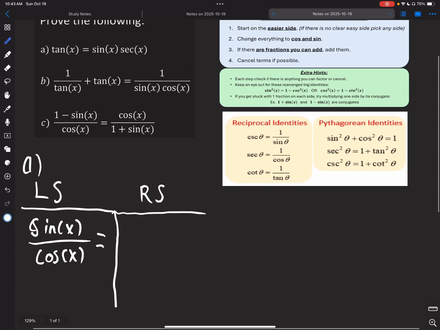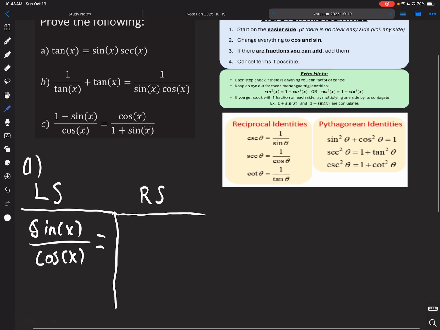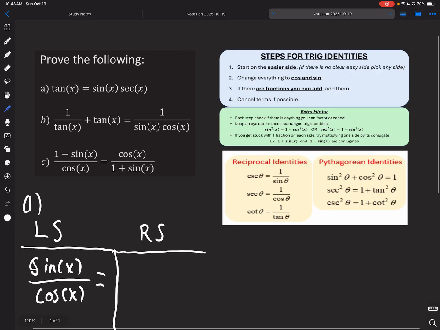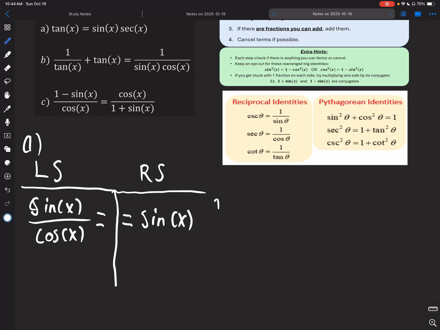And our right side reads sine of x times secant x. So we go back to our rules. We've already started on the easier side. Now step 2, change everything to cosine sine. Well, this is already sine. Our secant, we've got to change into cos or sine, which if we look at our trig identities, our secant is equal to 1 over cos theta. So this will become sine of x, and instead of secant, we're going to have this as 1 over cos x.